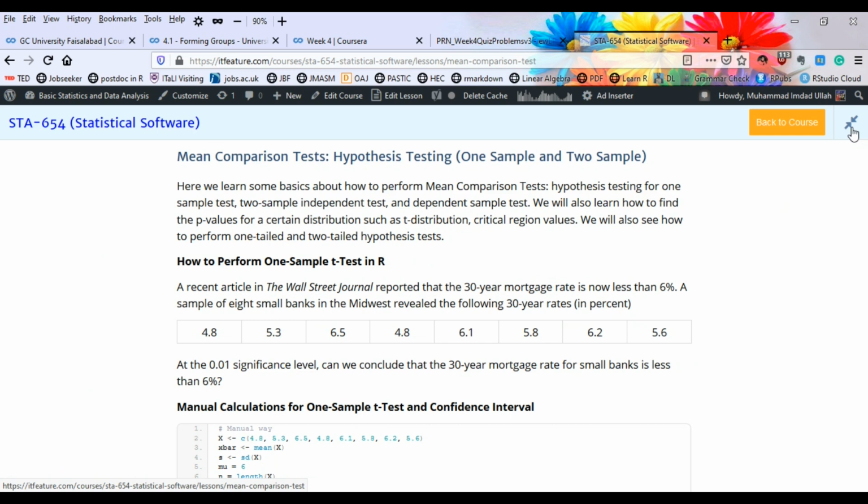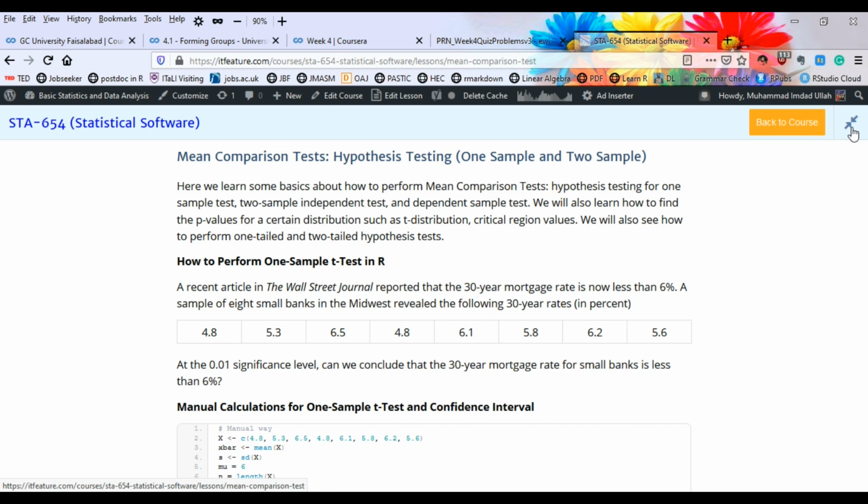In this lesson, we will discuss how to perform mean comparison tests such as one sample t-test and two sample t-test. We will also learn about how to find p-value for a certain distribution, in this case the t-distribution, and critical region values.